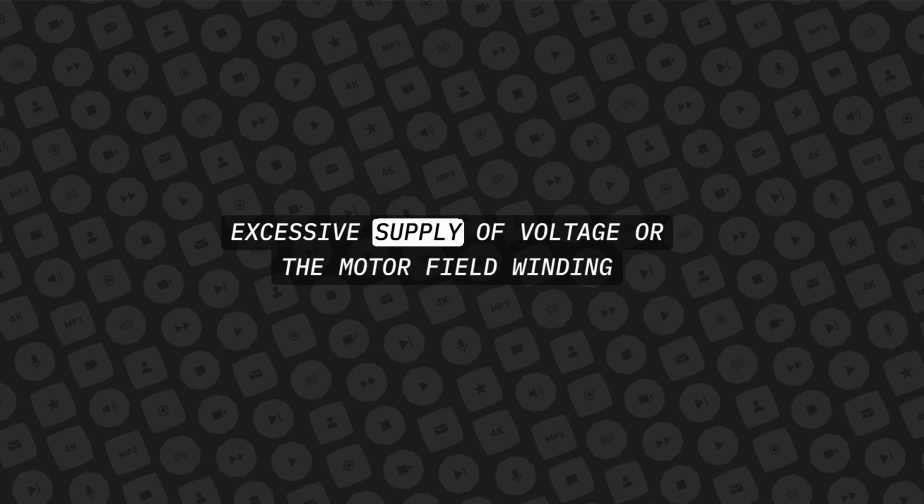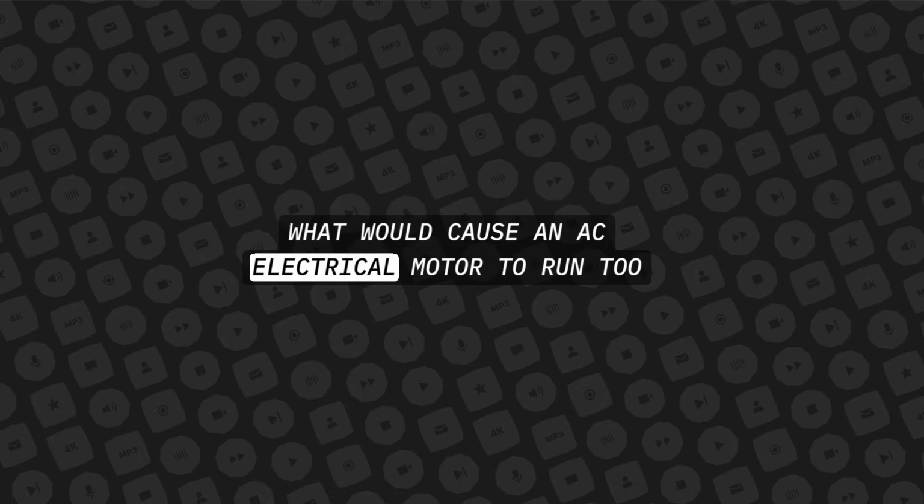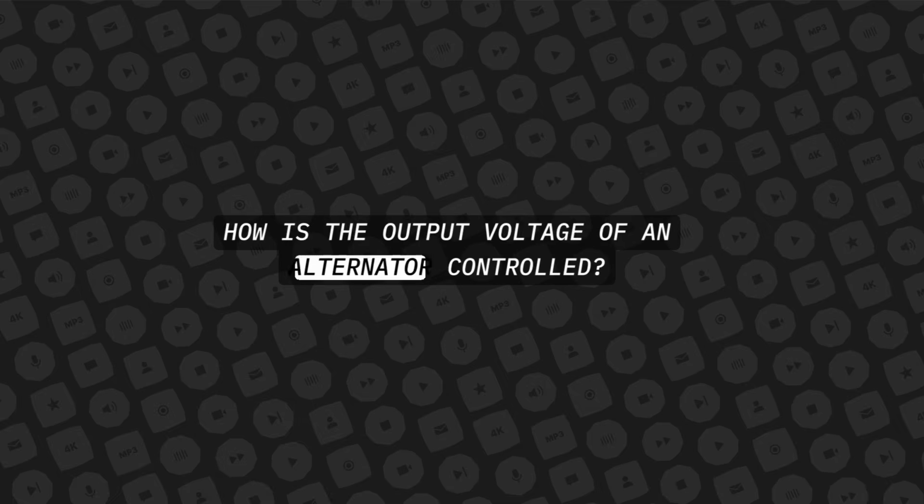An excessive supply of voltage, or the motor field winding shortened. What would cause an AC electrical motor to run too slow? Low applied voltage, defective wiring, or no lubrication. How is the output voltage of an alternator controlled?